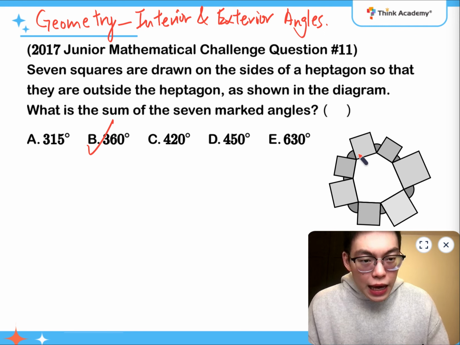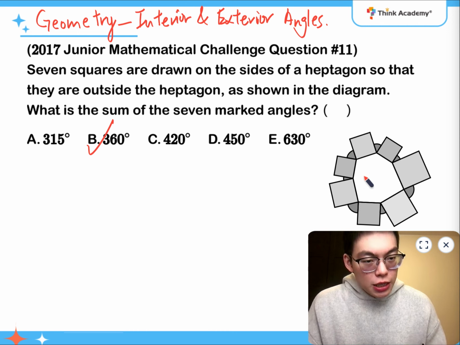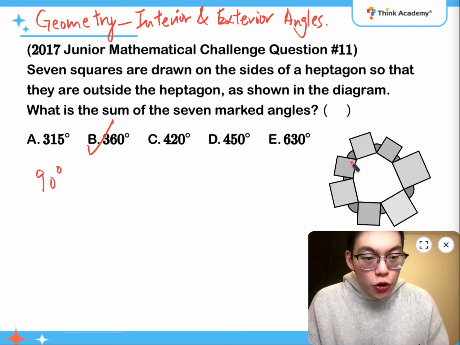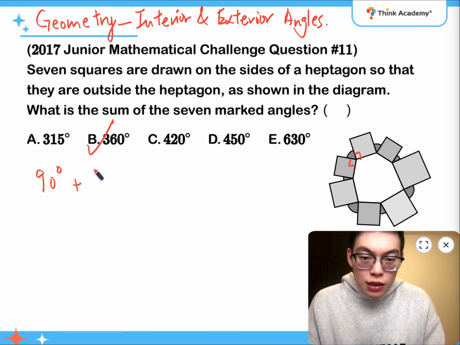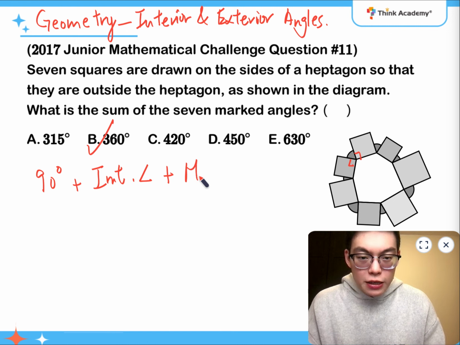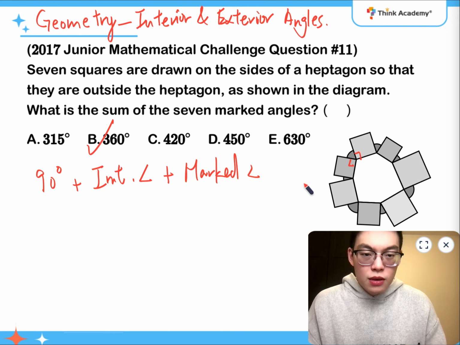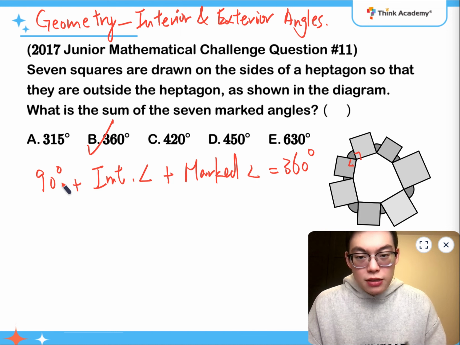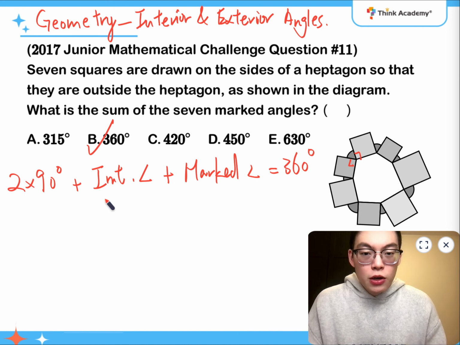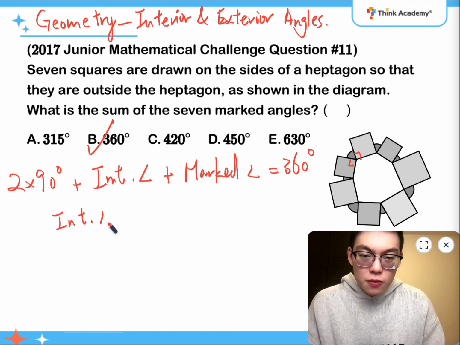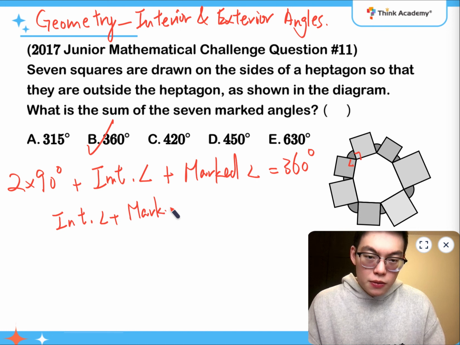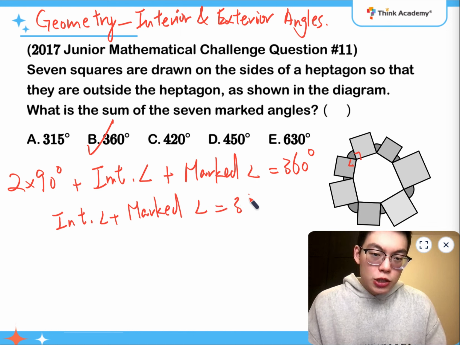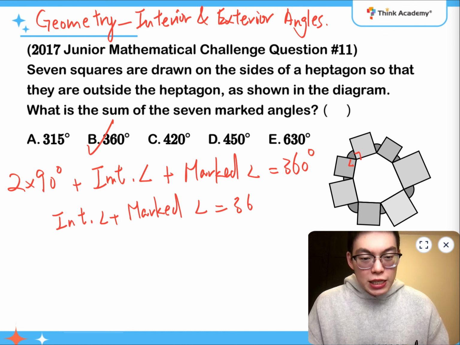We can see that at each vertex of this heptagon, there will be 2 right angles, the interior angle, and the marked angle, right? And it adds up to 360 degrees. So 2 of the right angles, which means that the interior angle, adding the marked angle, is 360 degrees. Take away the 2 90s, so that's going to be 180 degrees.